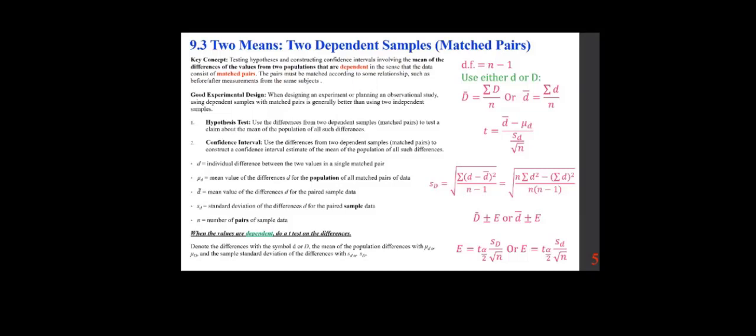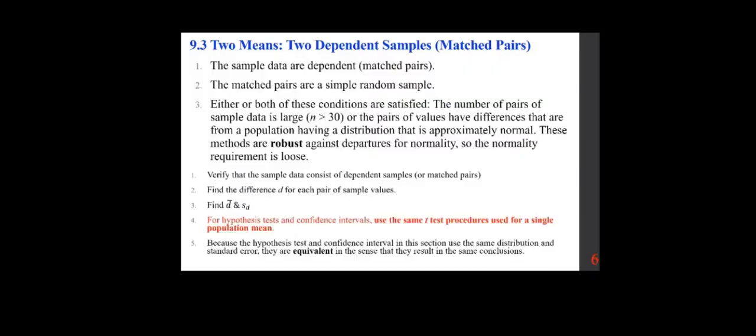For the confidence interval, we would go with x bar plus or minus E. Now we go with d bar plus or minus E, where E is t of alpha over 2 times s over the square root of n. Now it's t of alpha over 2 times s sub d over the square root of n, where d stands for the differences. And again, lower or uppercase, your choice.